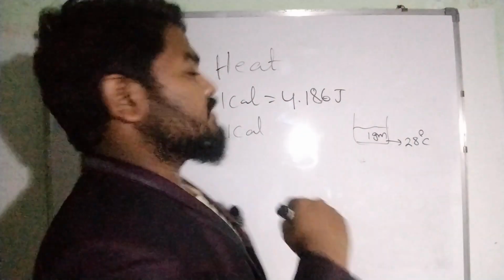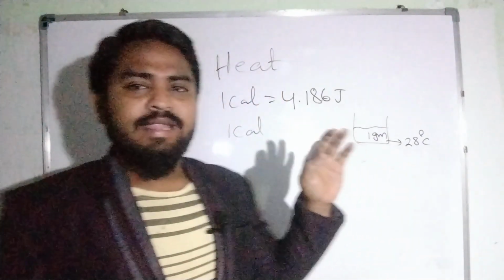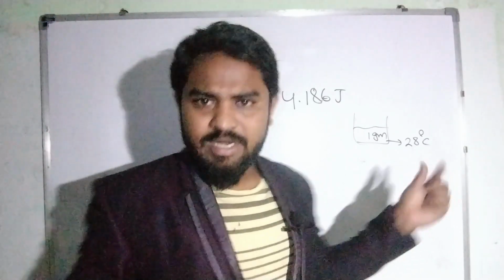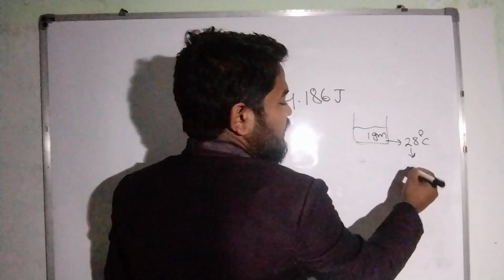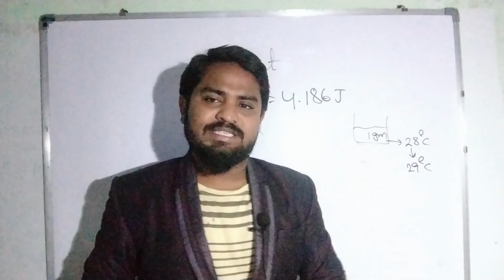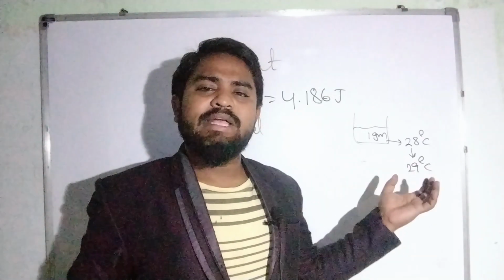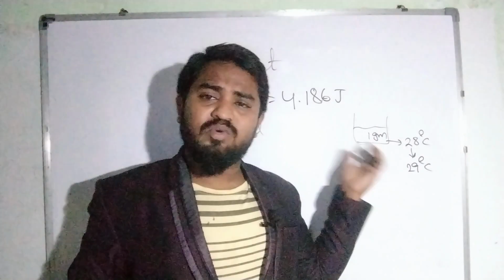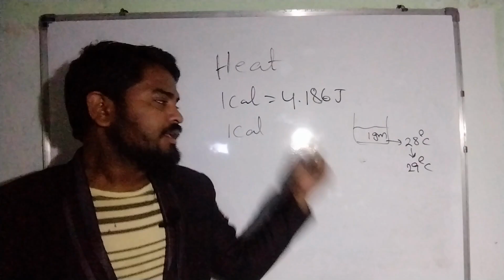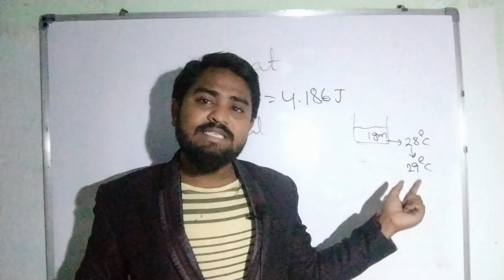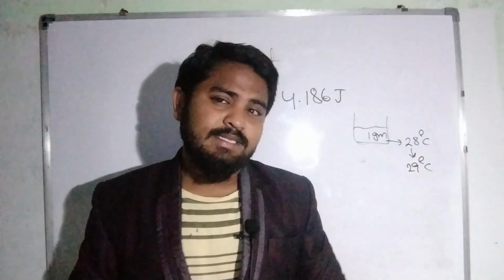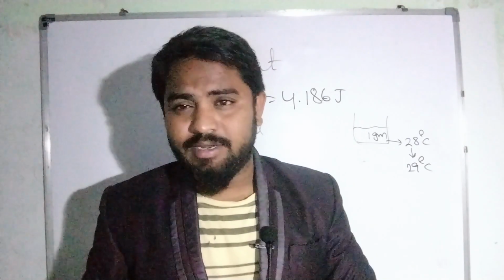28 degrees Celsius. Now here what you have to do is try to increase the temperature of this 1 gram of water. For example, let us try to increase the temperature of this 1 gram of water to 29 degrees Celsius. So here, if you want to increase the temperature of this 1 gram of water, we have to give certain heat energy. The required heat energy to raise the temperature of 1 gram of water by 1 degree Celsius is called 1 calorie of heat energy.